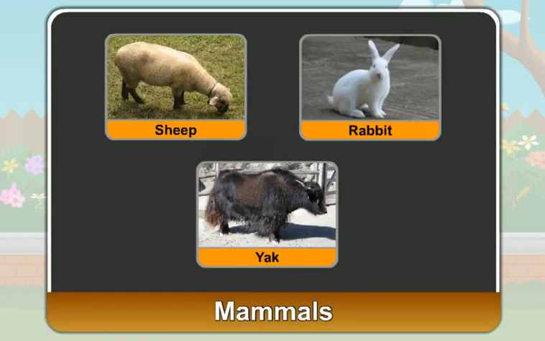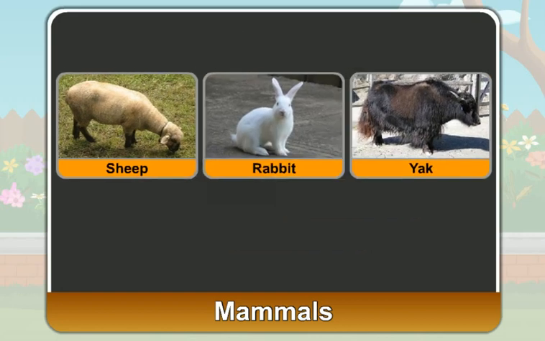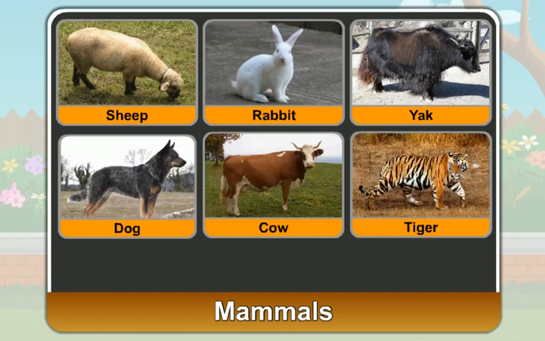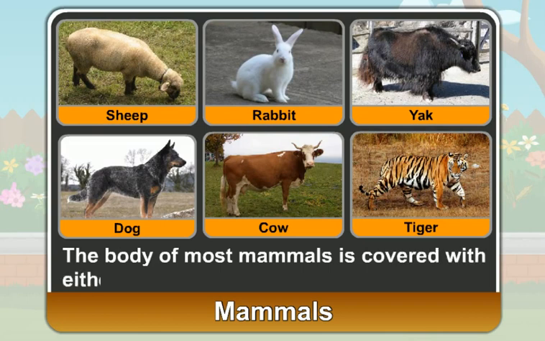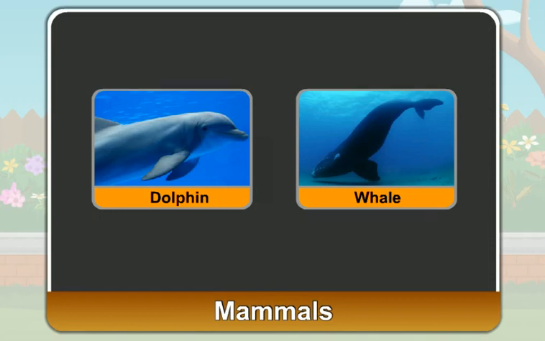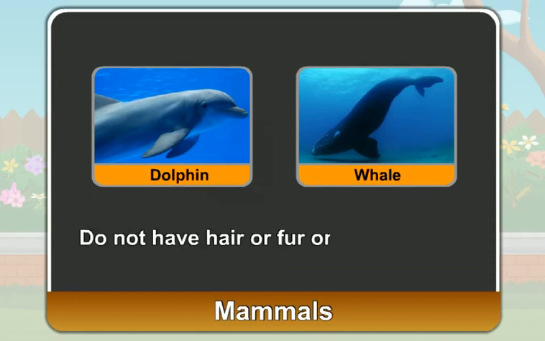Mammals like a sheep, a rabbit, a yak also have hair on their bodies. But their hair is thick. Their hair is known as fur. So, the body of most mammals is covered with either hair or fur. But mammals like a dolphin and a whale do not have hair or fur on their bodies.